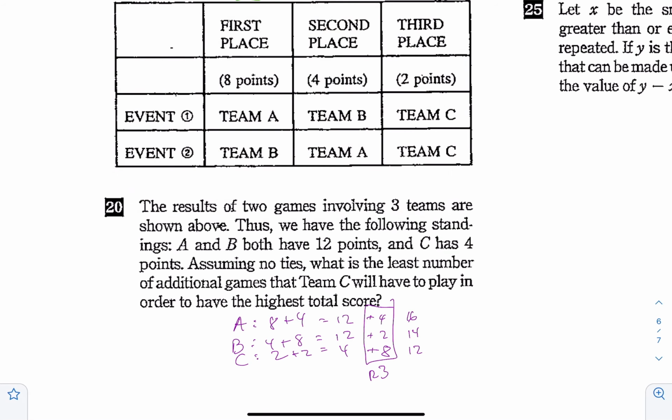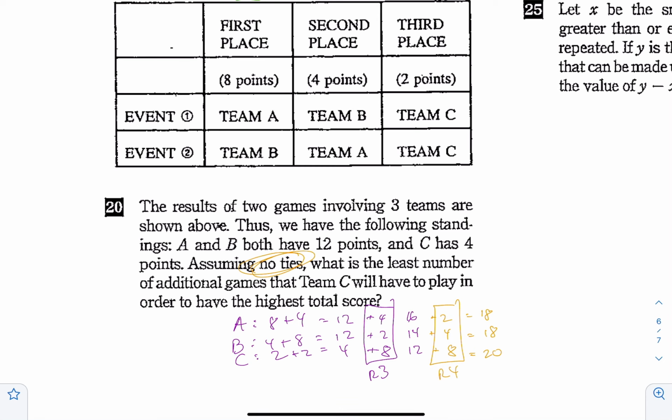Then you want to go to round 4, where again, Team C gets another 8 points. And this time, you can make Team B be in second place, so you add 4 there. And then Team A, you'll put in third place. This will be round 4. And the totals after round 4 will be 18, 18, and 20. Now here, Team C will have the highest after round 4, but you have to assume no ties.